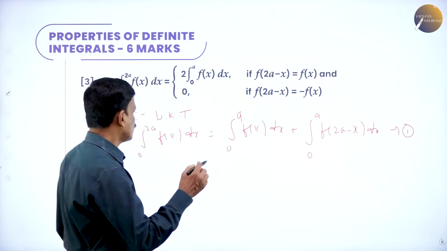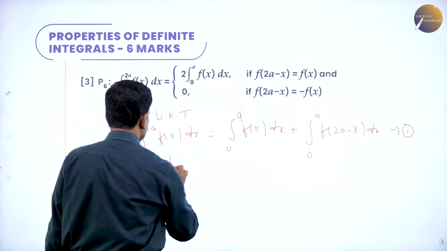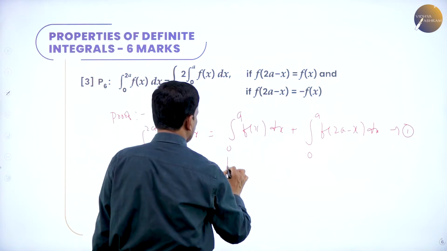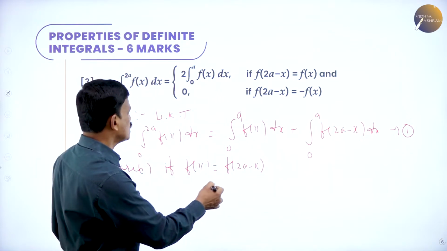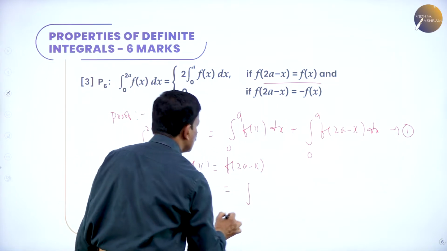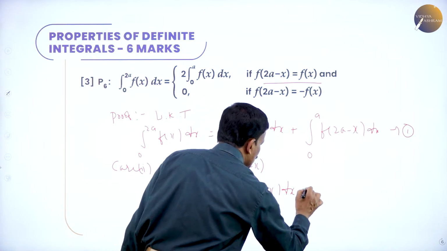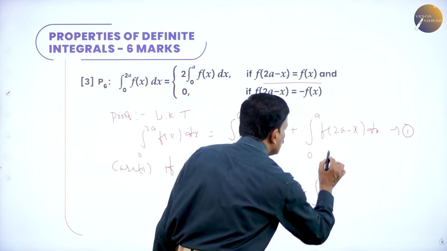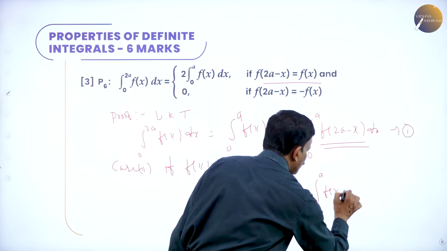Now let us come to case 1. What is case 1? If f of x is equal to f of 2a minus x, so if f of 2a minus x is equal to f of x, then equation 1 reduces to integral 0 to a f of x dx as it is, plus integral 0 to a f of 2a minus x, which can be written as f of x dx.